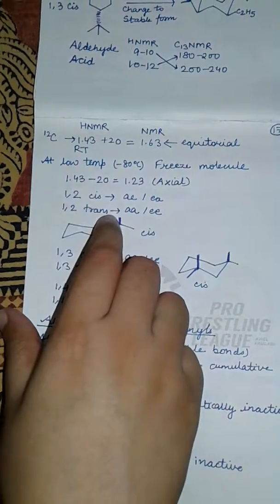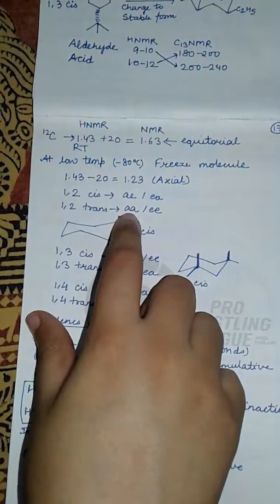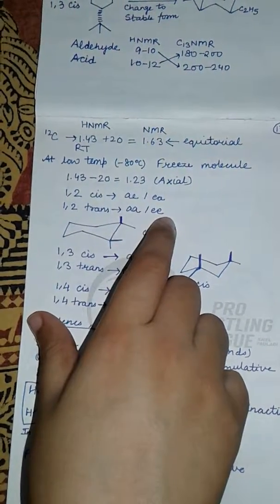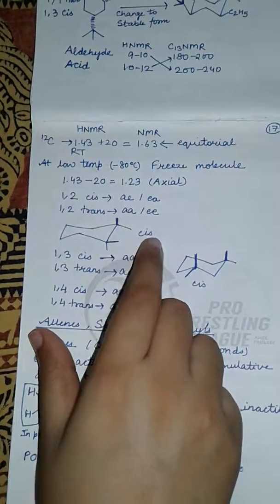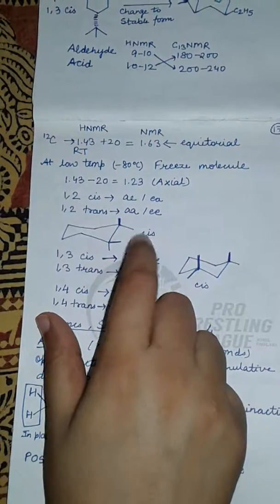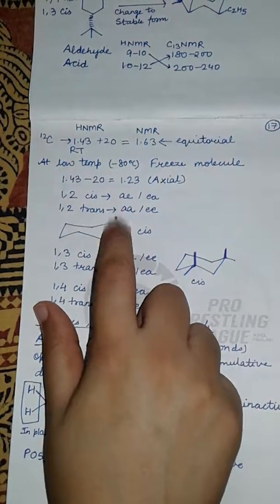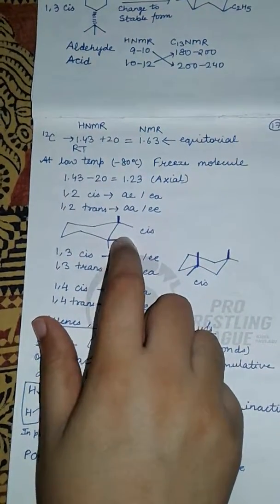For cyclohexane, 1-2 cis is possible when one is axial and the other equatorial, and 1-2 trans is possible when both are axial or both equatorial. For example, in this it is 1-2 cis, because this is axial, this is equatorial.